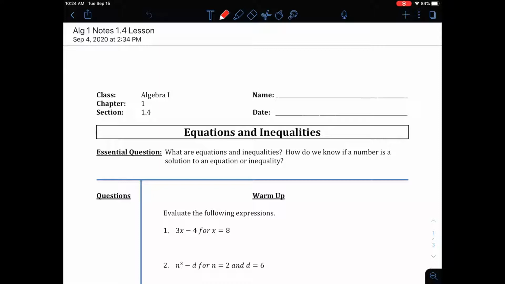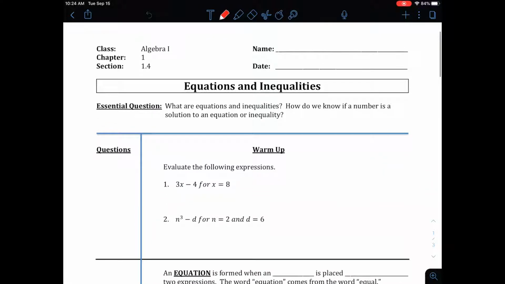This is our lesson for 1.4, which is equations and inequalities. Our essential questions are: what are equations and inequalities? How do we know if a number is a solution to an equation or inequality? So we have a warm-up. Why don't you go ahead and do the warm-up.